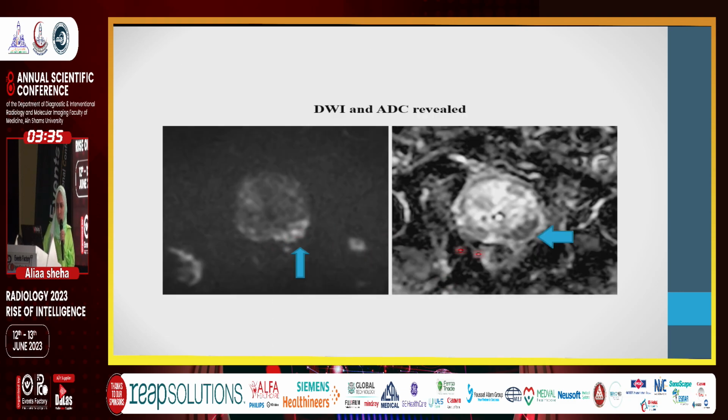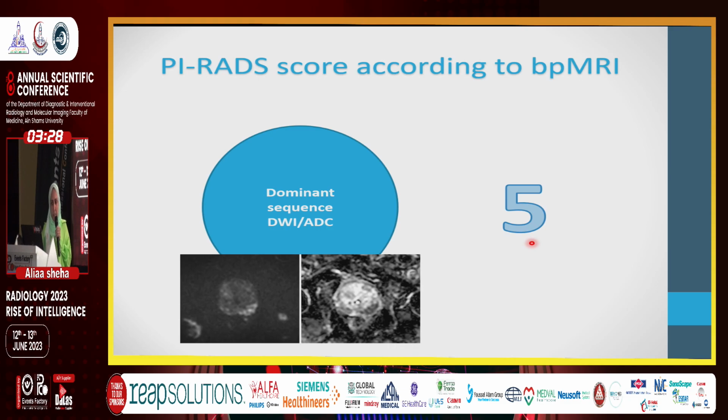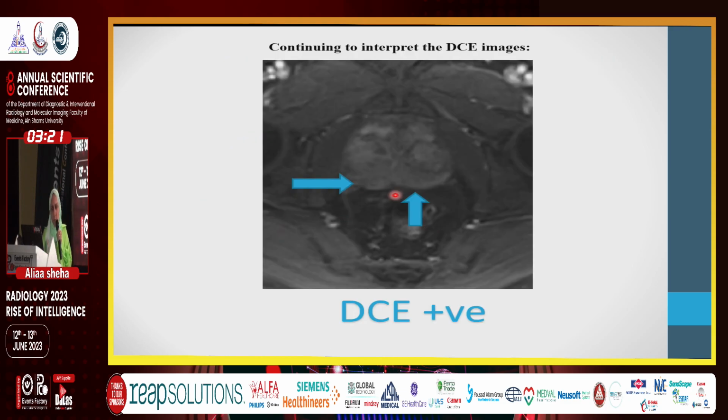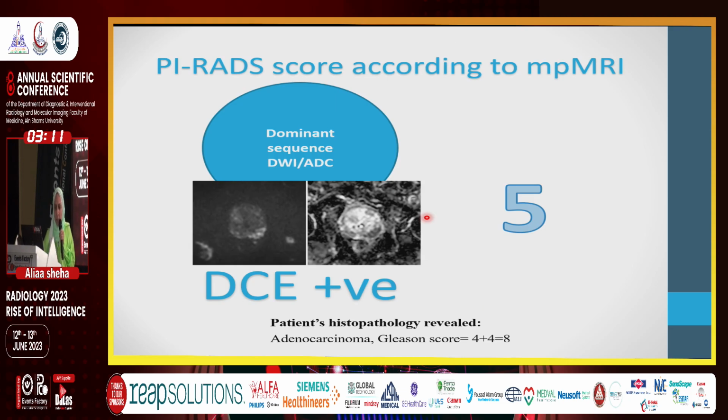On diffusion, there was marked restriction, and here the ADC was markedly low. So in this case, the PIRADS score was given according to the diffusion as PIRADS 5. The dynamic contrast enhanced images were positive for focal early enhancement within the peripheral zone of the prostate, but this did not change our PIRADS score, so it remained as 5. In this case, the dominant sequence was the diffusion, and the patient was diagnosed by pathology as adenocarcinoma, Gleason score 4+4, which is a high-grade score.